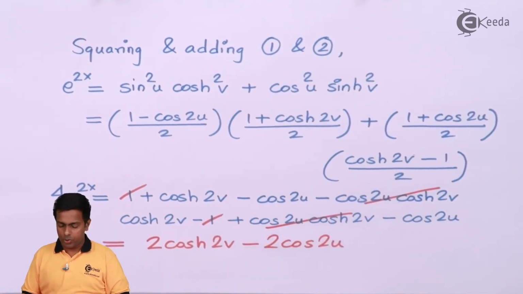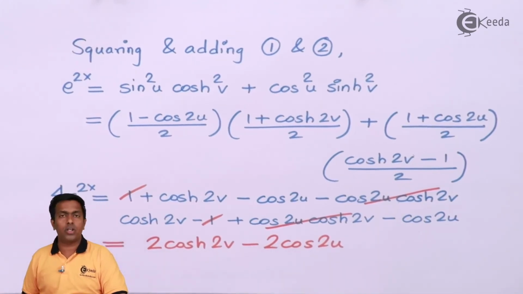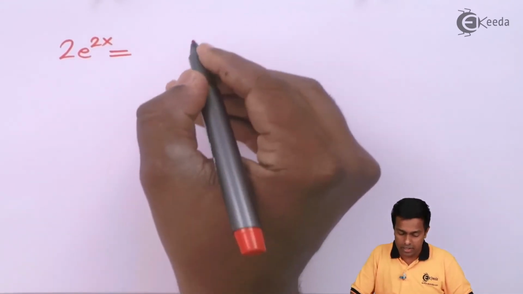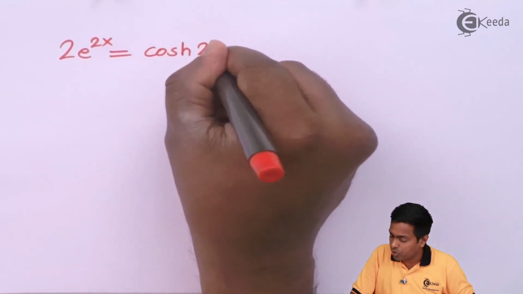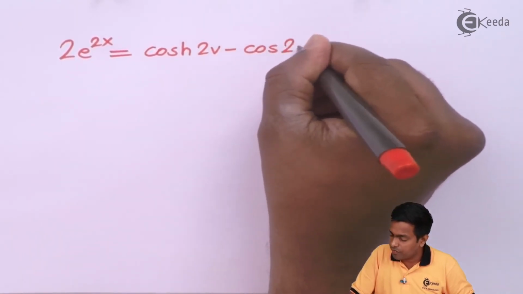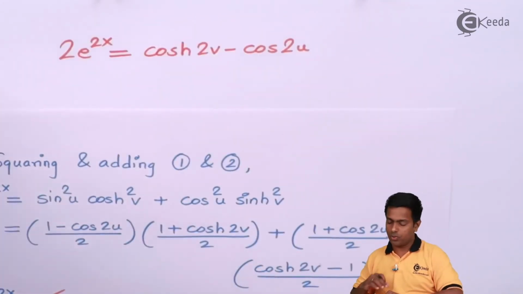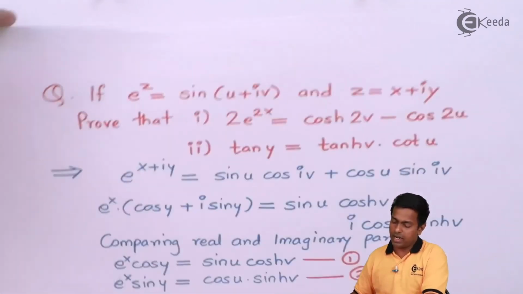Now we can take 2 common from here. So that 2, and here we have 4. That 2 will divide this 4 and we will get 2 on the right hand side. So it means we will get 2 e to the power 2x on the left hand side, and on the right hand side we'll get hyperbolic cos of 2v minus cos of 2u. And guys, this is nothing but our result number 1. So here I'll show you, this is what was the first result. So here we got the first result. Now let's start with the second result.